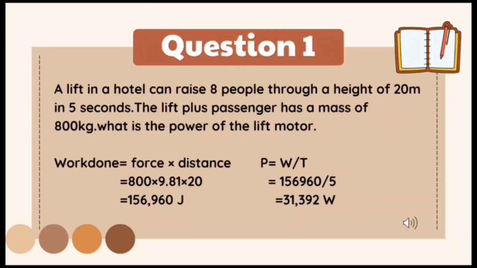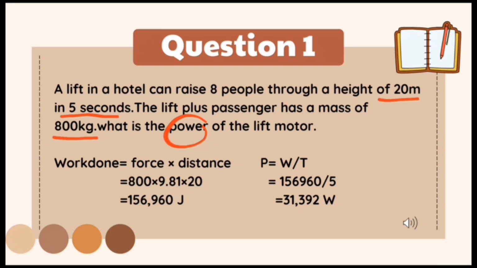For our first question, the question stated that a lift in a hotel can raise 8 people through a height of 20 meters in 5 seconds. The lift plus passengers has a mass of 800 kilograms. What is the power of the lift motor? So, firstly, we should calculate the work done by multiplying the force and the distance. But we should change 800 kilogram into Newton.